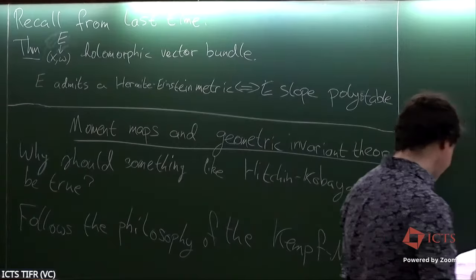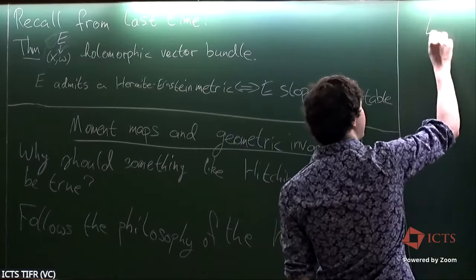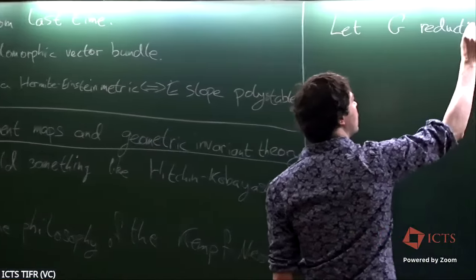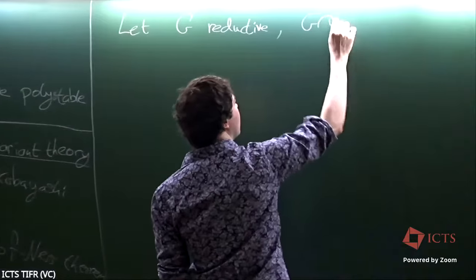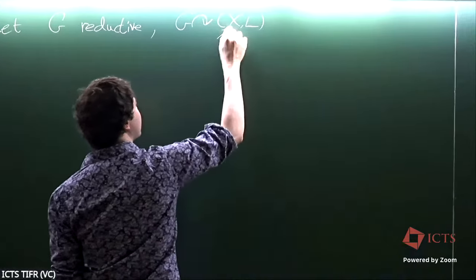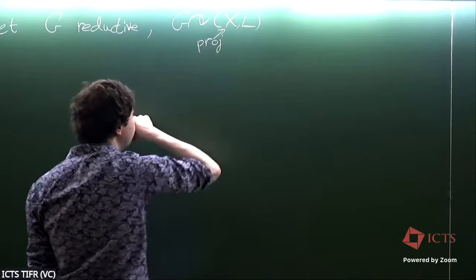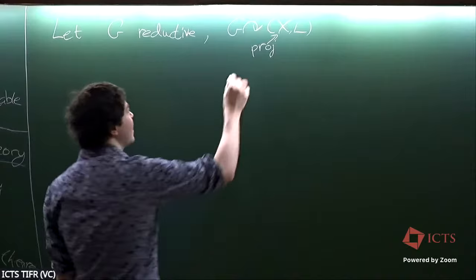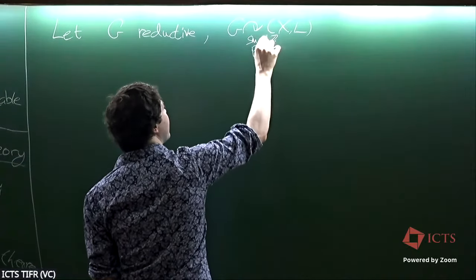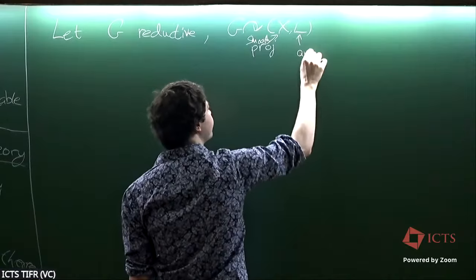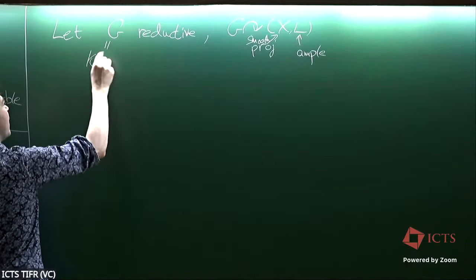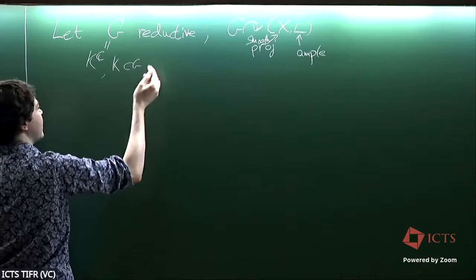So we're going to consider first the algebraic geometric side of the story. So I'll let G reductive act on (X, L), where X is projective. You can add smooth if you like. Maybe I'll add smooth. It doesn't really matter. And L is ample. And G being reductive means it's the complexification of a maximal compact subgroup. So this is equal to the complexification of K, where K sitting inside G is maximal compact.